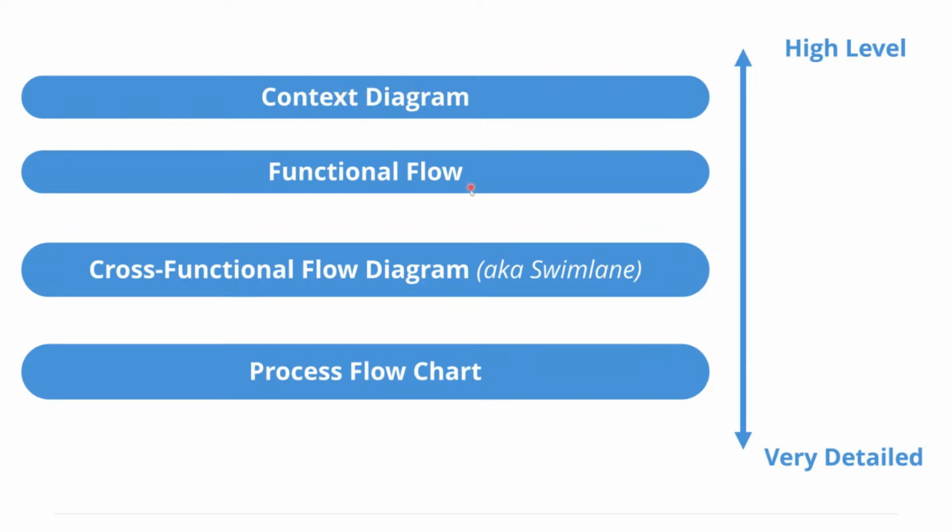So the flow charts we have here, context, functional, cross-functional or swim lane, and process flow, they're organized in the order of detail, right? So for example, context, very low detail, process flow chart, very high detail, right?